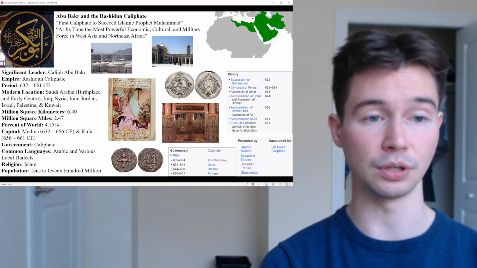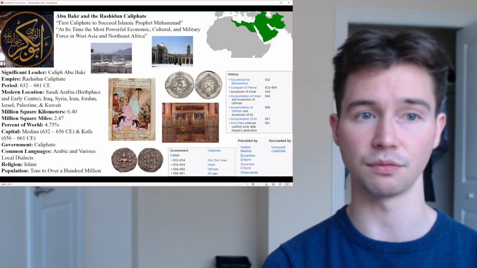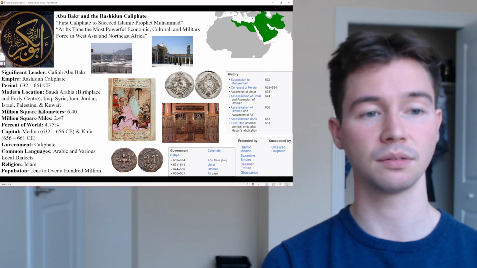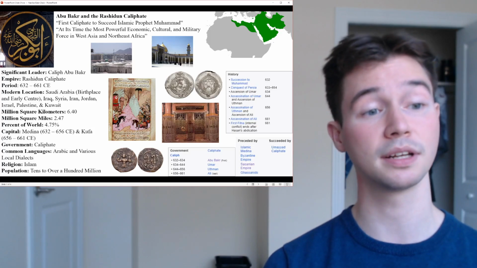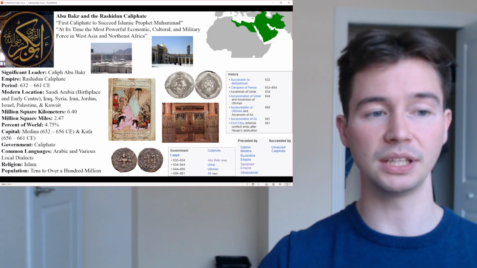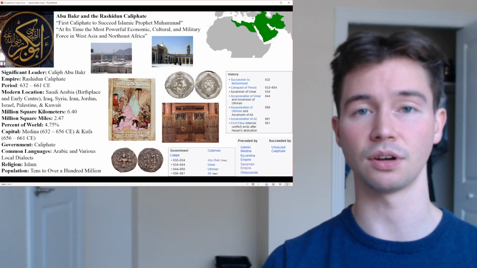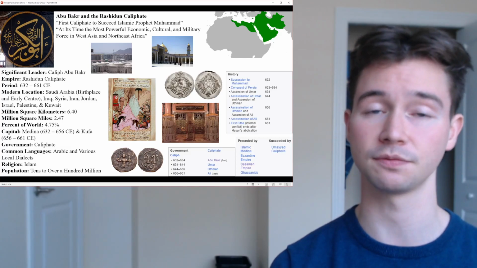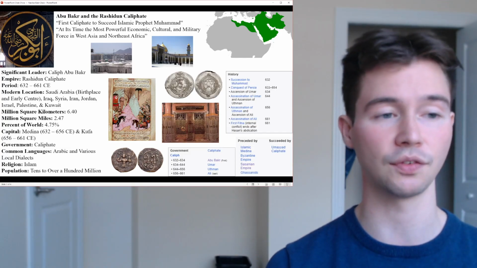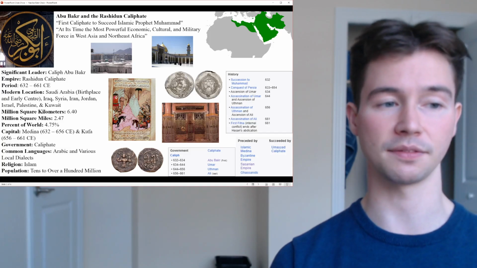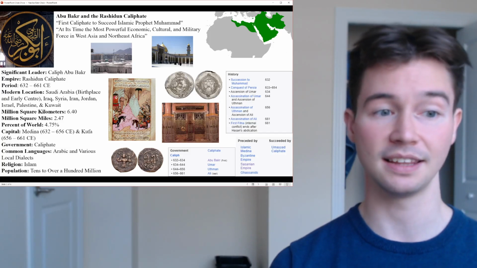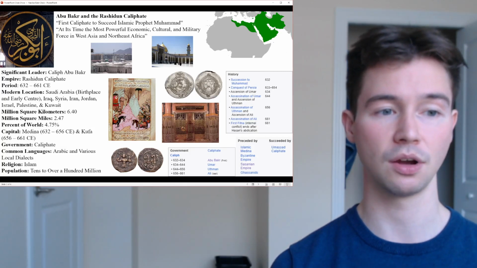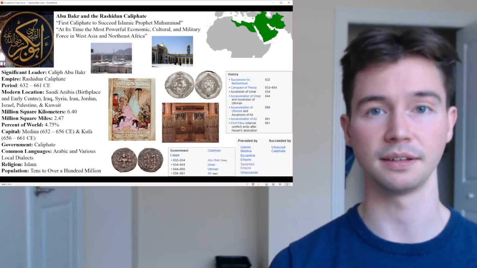Modern locations included Saudi Arabia, which was the birthplace and early center of the Rashidun Caliphate, but also of Islam more broadly. Also Iraq, Syria, Iran, previously known as Persia, Jordan, Israel, Palestine, and Kuwait. The area was 6.40 million square kilometers, the largest we've covered so far, nominally. Some might have been larger, but according to my source, this is the largest we've covered so far. That's 4.75% of the world, excluding Antarctica, almost 1/20th of the entire world.